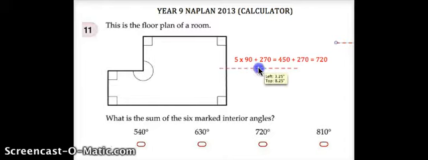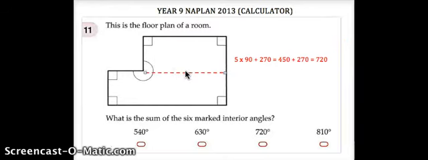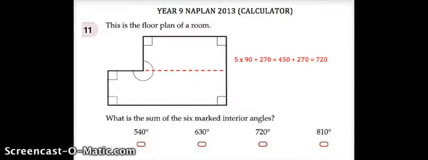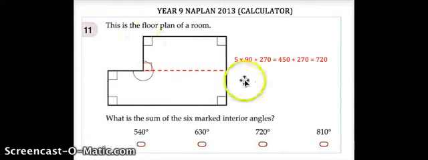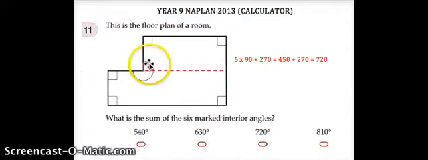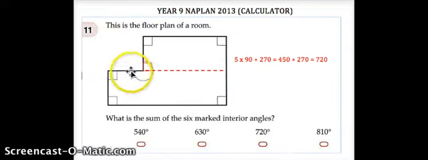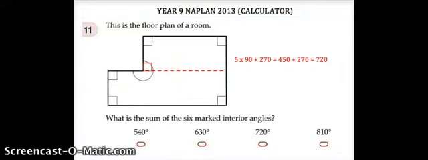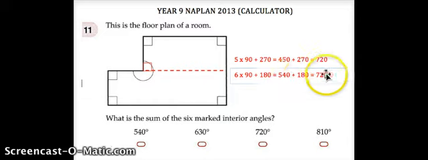Now the other way of doing the question is to put a little dividing line here, and we can say that this angle here marked there is 90 degrees. So we've got in total 1, 2, 3, 4, 5, 6 90-degree angles, plus we've got this other bit around here, which is a straight line. So we've got 6 lots of 90 plus 180 degrees, which will give us 720 degrees as well. So that's 2 ways of doing that question there.